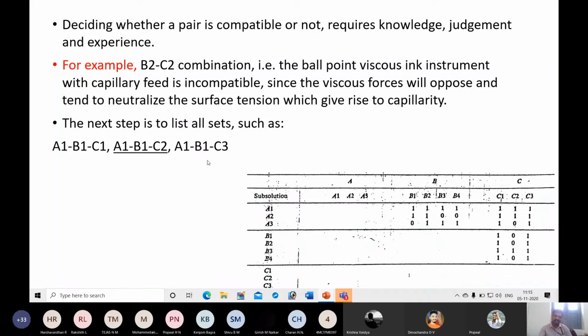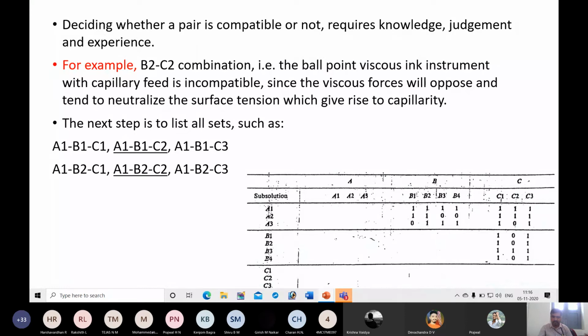This is the initial stage of reducing the possible combinations. Further you have to evaluate and further reduce, using different methods and different analogies. Next, similarly, A1, B2, C1. A1, B2 is compatible. A1, C1 is also compatible. Next, B2, C1 is also compatible. That's why it is a compatible set.